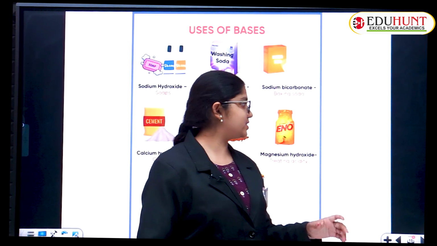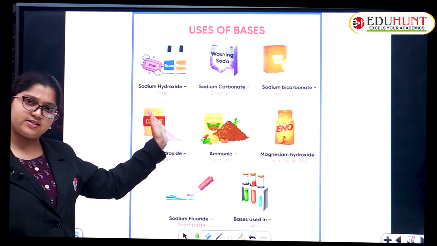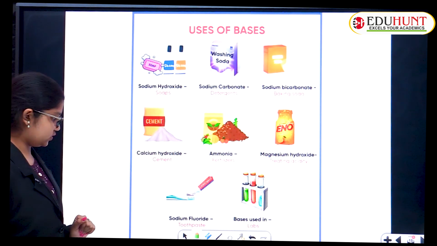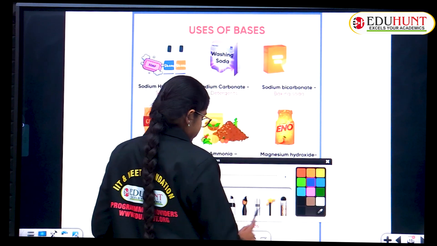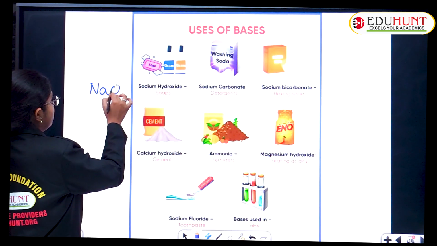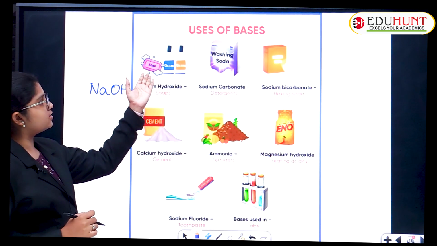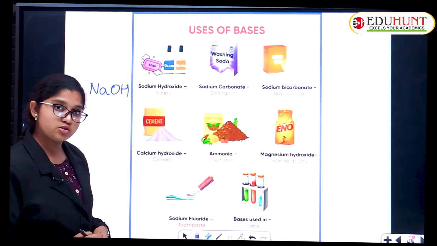Some more examples for you. The first one is sodium hydroxide. We already discussed that it is used in the manufacturing of soap. The formula is NaOH. Here I'll write it down, NaOH. Sodium hydroxide, NaOH. It is used in manufacturing soaps and also some shampoos.